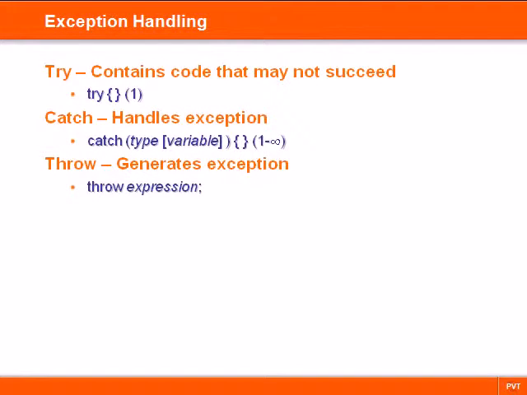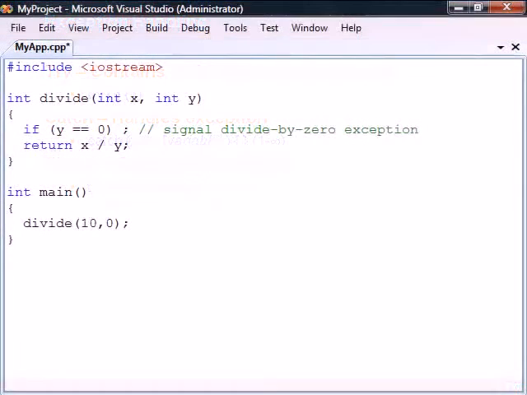Exception handling allows us to deal with unexpected situations that may occur in a program. When a function encounters a situation that it cannot recover from, it can generate an exception to signal to the caller that the function has failed. This is done using the throw keyword, followed by whatever it is we want to signal.